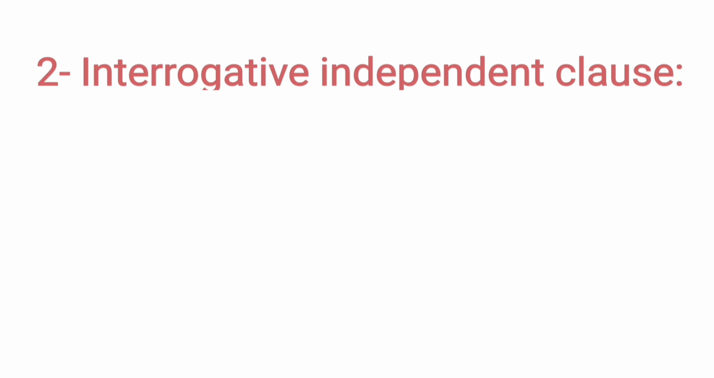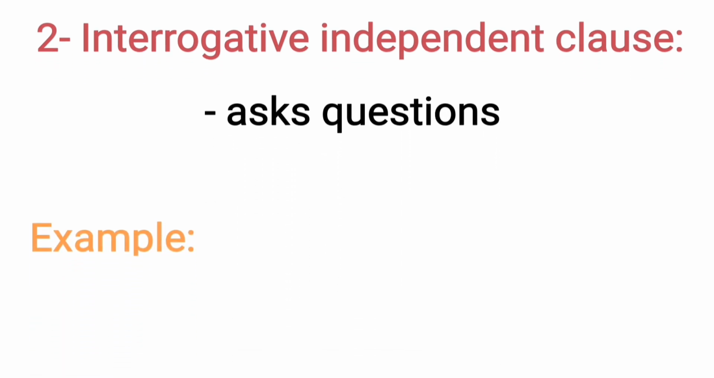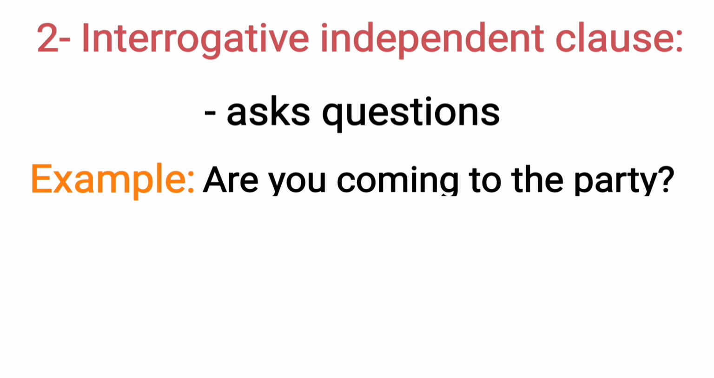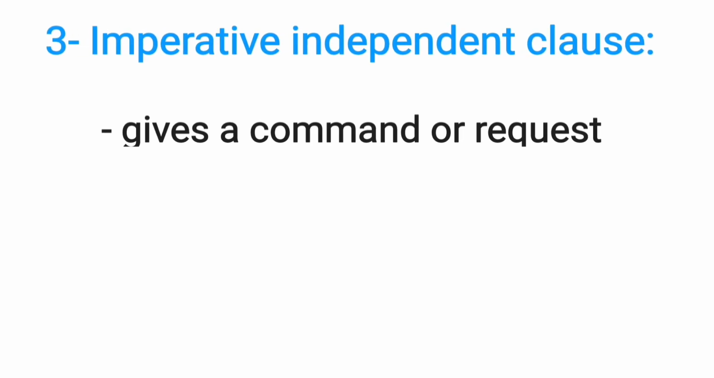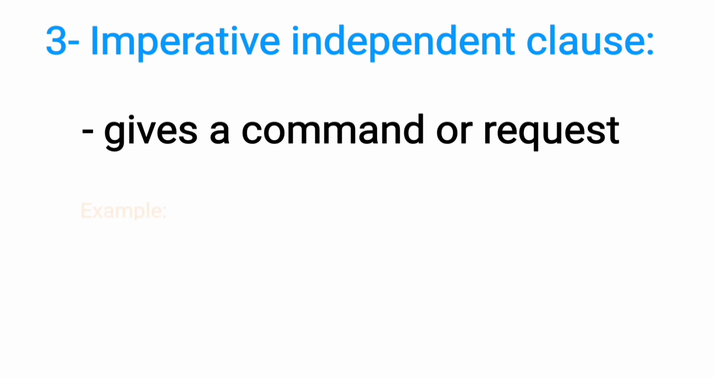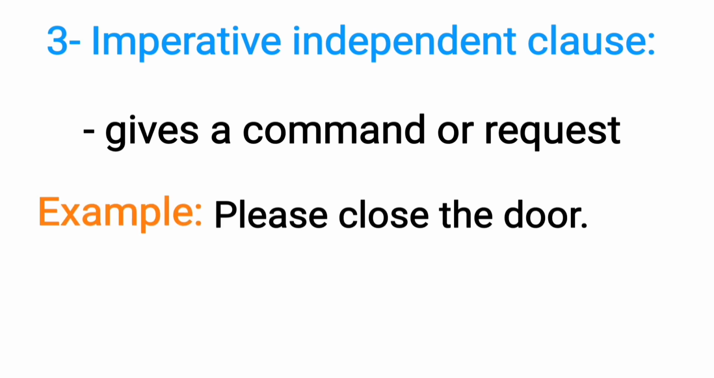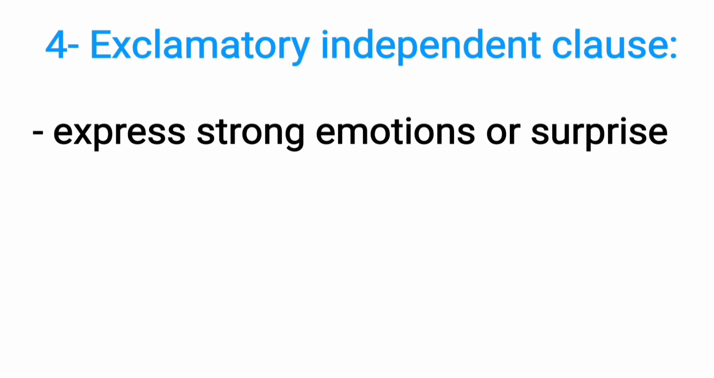2. Interrogative independent clause asks questions. Example: are you coming to the party? 3. Imperative independent clause gives a command or request. Example: please close the door. 4. Exclamatory independent clause expresses strong emotions or surprise. Example: what a beautiful view.